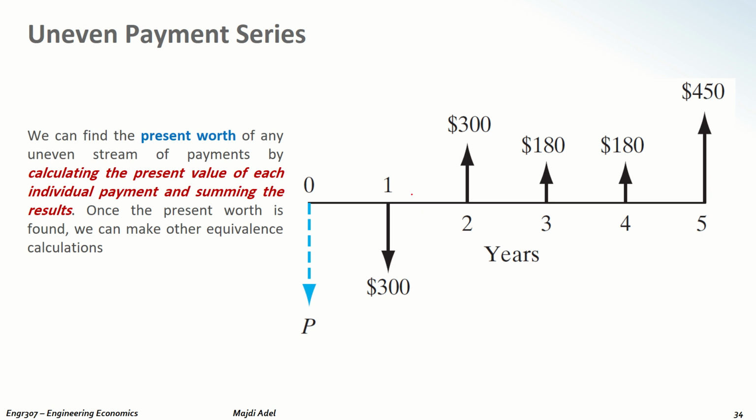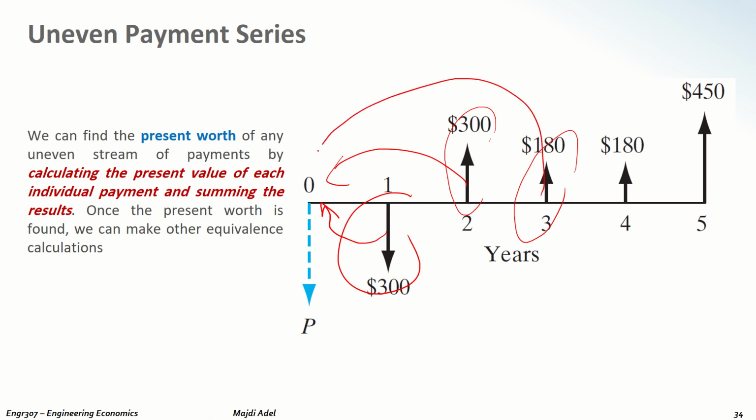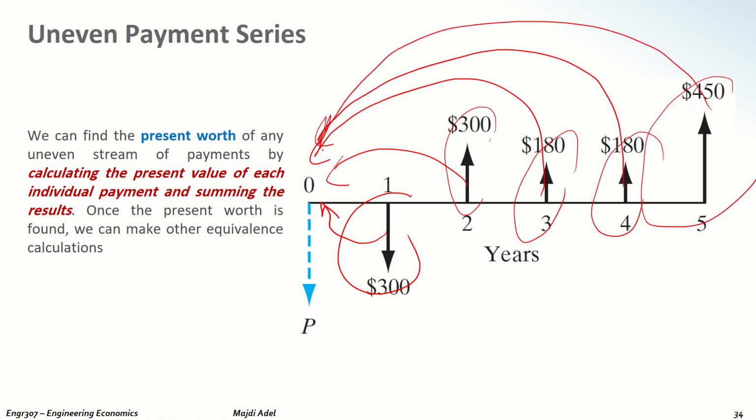So this transaction, we will find its present value after one interest period. This transaction, we will discount for 2 interest periods. And this transaction, we will discount for 3 interest periods. And the other one discounted for 3 periods. And the last one, we discounted for 5 interest periods.